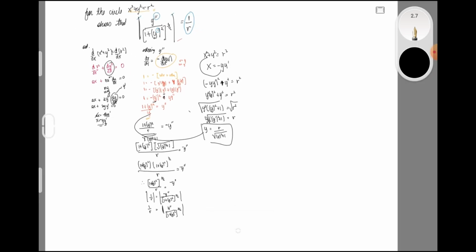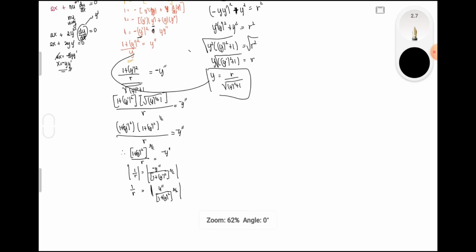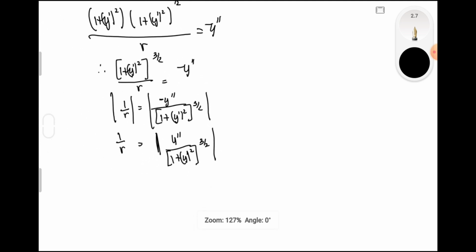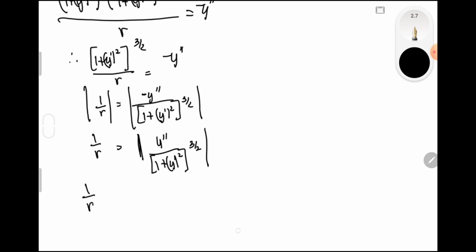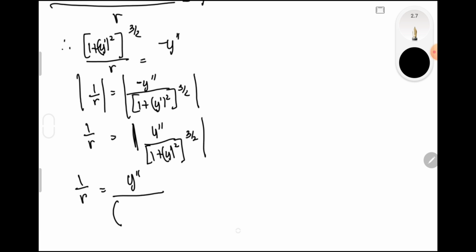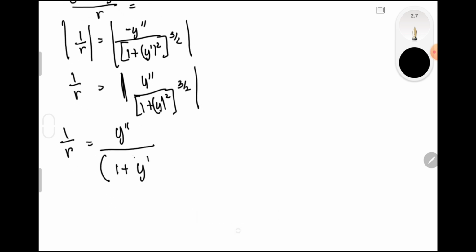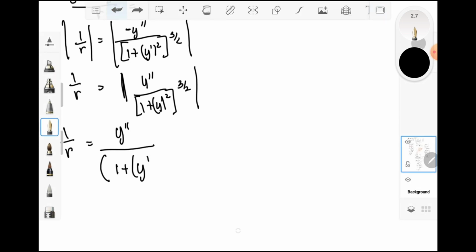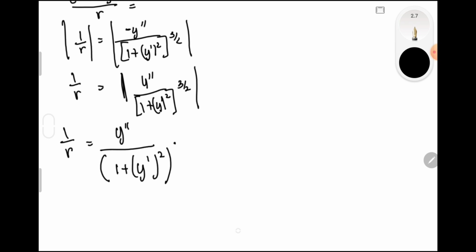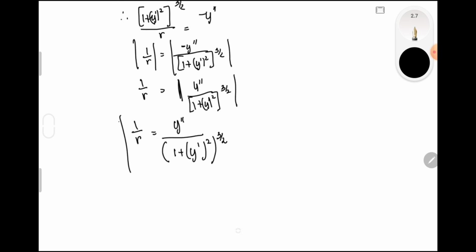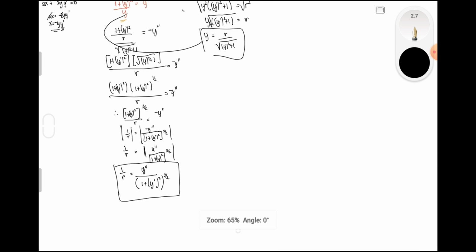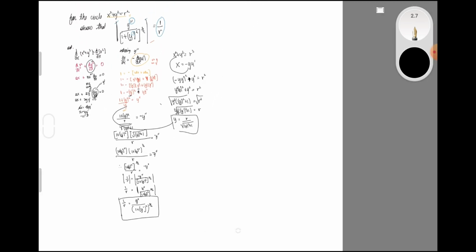Of our equation, 1 over r is equal to y double prime divided by 1 plus y prime squared raised to 3 halves. Note that this equation will have a significant application, it is very worth it in finals, because we will use it. So that is our derivation, with the absolute value.